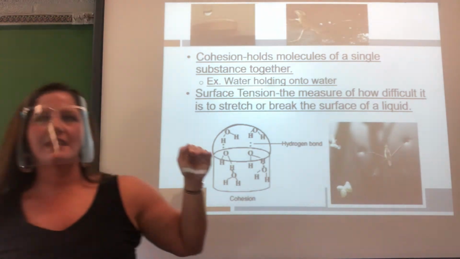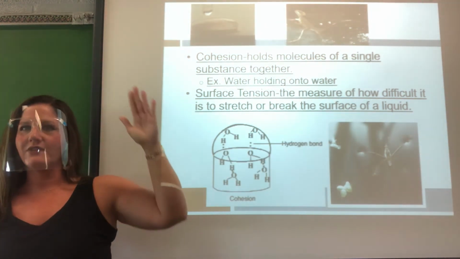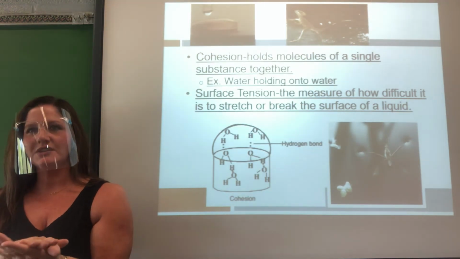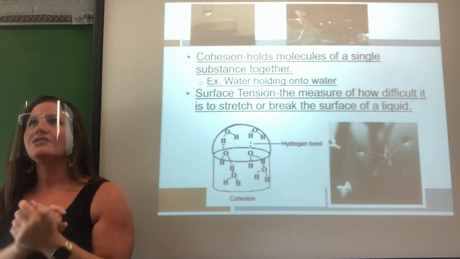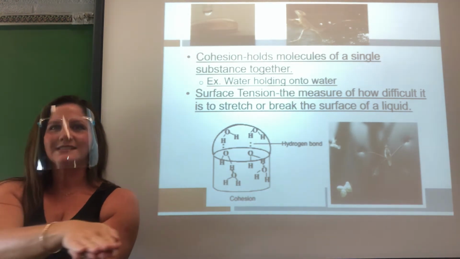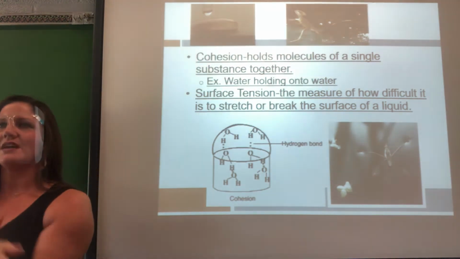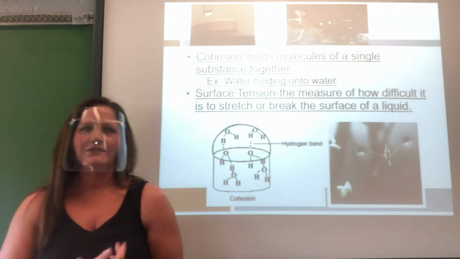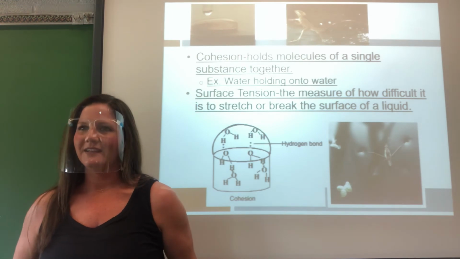Why you can't jump off like a belly flop. When you do a belly flop and you hit, that's why it hurts, because you're not breaking that surface tension. It's all hitting at once. So if you threw in a rock and then did a belly flop, it wouldn't be quite as bad.